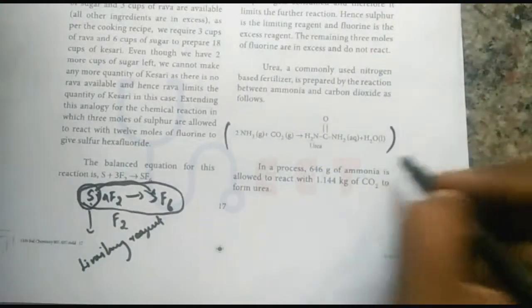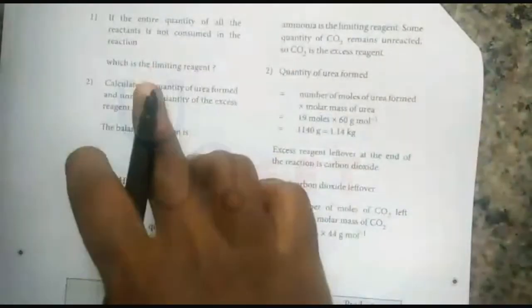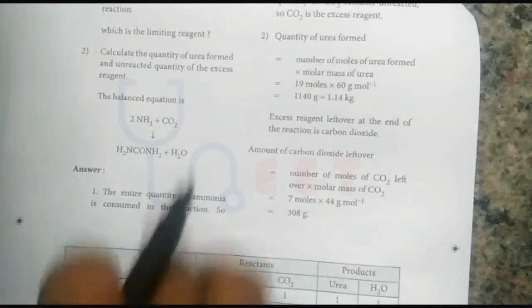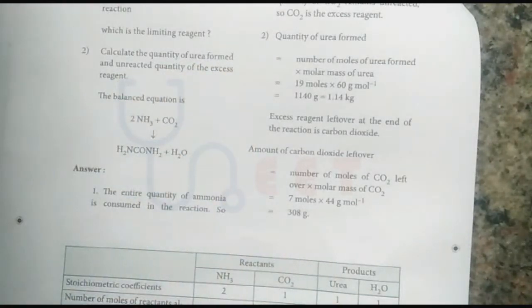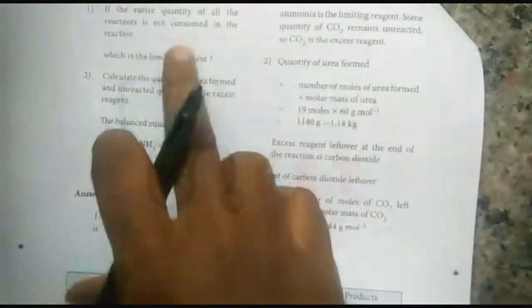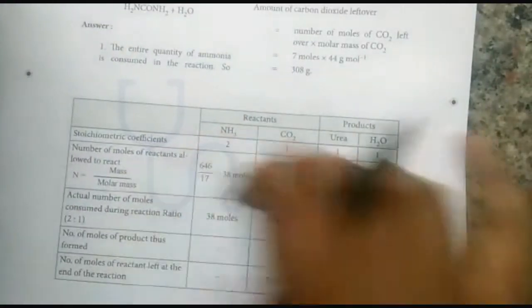This calculation is used to identify how we have to calculate the amount of product and the amount of reactants, and to identify the limiting reagent. In the sums, they are asking which one is the limiting reagent, and to calculate the quantity of urea formed and the unreacted quantity of the excess reagent. And this table column is helpful to find the answers for all the questions.